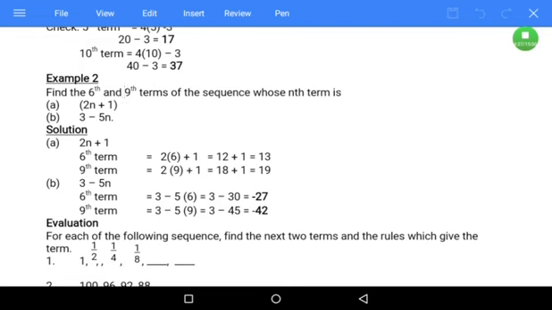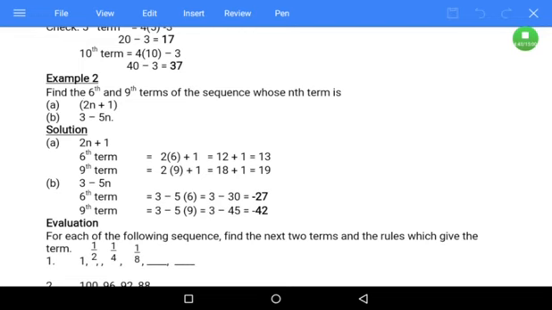9 in A. So for A, we slot n to be 6, we get 2 times 6, 12 plus 1. That's 13. So we get 13 as the 6th term for this nth term. The nth term gives a general formula for a sequence. It is the rule with which we generate the sequence.